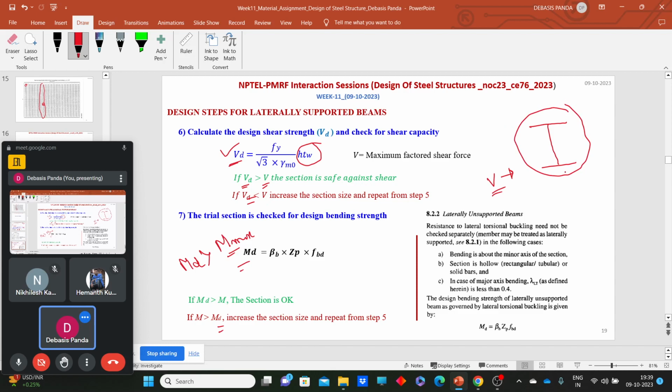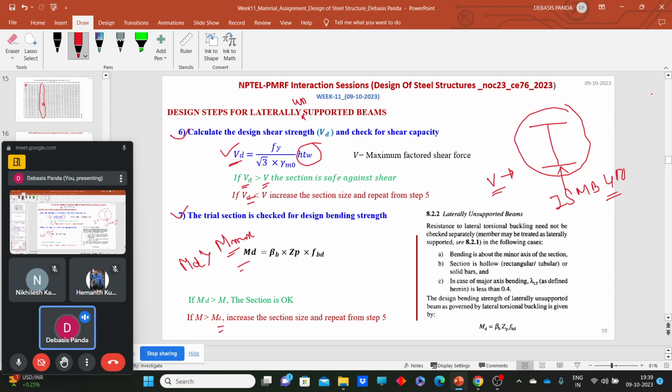Let's say I have selected ISMB 400, and that ISMB 400 passes step 6 and step 7. Now what we need to do is perform checks. What checks? Web crippling, web buckling, and deflection. Obviously web crippling and web buckling can occur in laterally unsupported beams, and in laterally supported beams also. So here are the design steps for laterally unsupported beams.